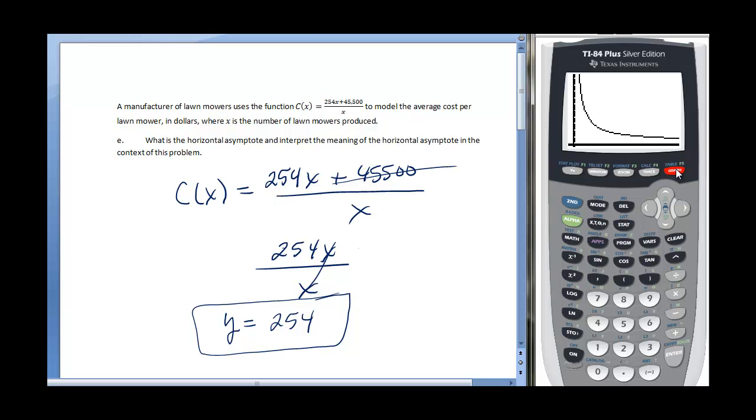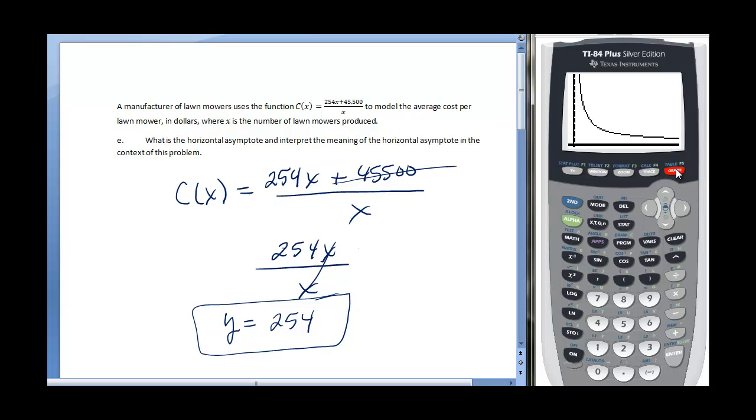And so what would be the meaning of the horizontal asymptote in this situation? Well, as I produce more and more lawnmowers, the setup, or my 45,500 that I needed to kind of get things going, becomes kind of negligible. Therefore, the average cost of the lawnmower is just the cost to produce each unit.